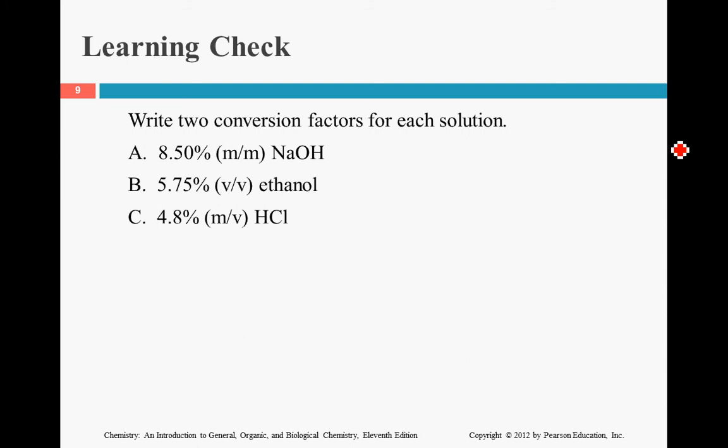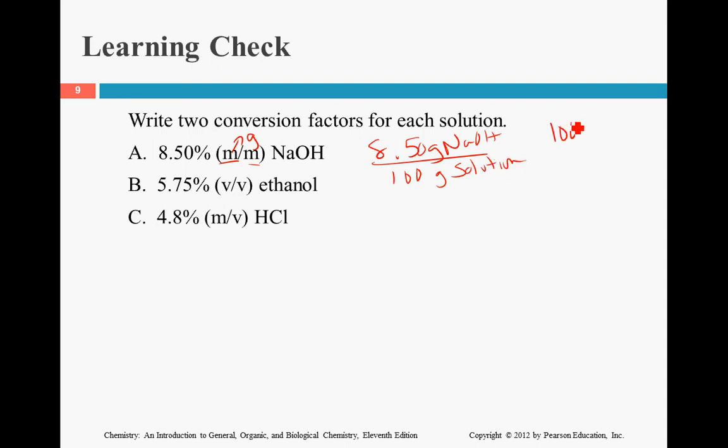So let's take a look at this. Write 2 conversion factors for each solution. Really, you're only going to need to write 1 conversion factor. You're just going to need to know how to use it. So, we're looking for mass per mass. Mass should automatically make you think grams. So, it's going to be 8.5 grams of NaOH for every 100 grams of solution.